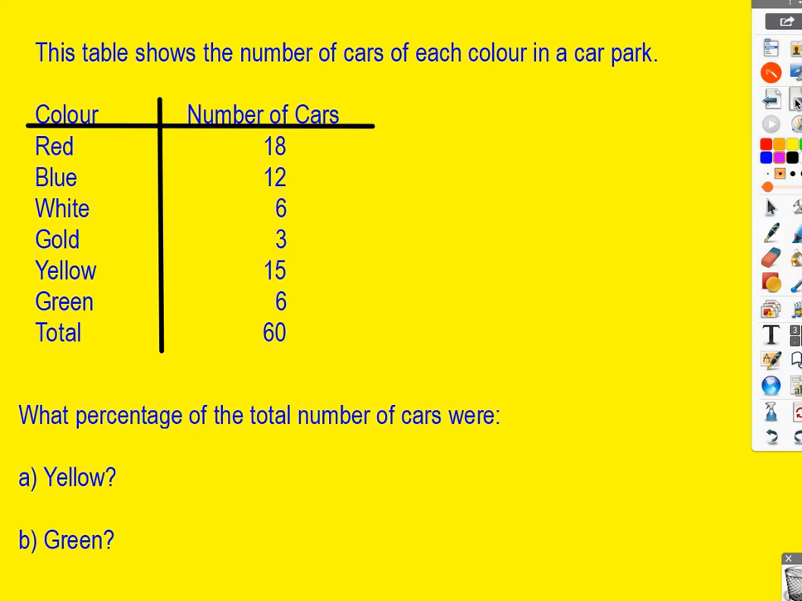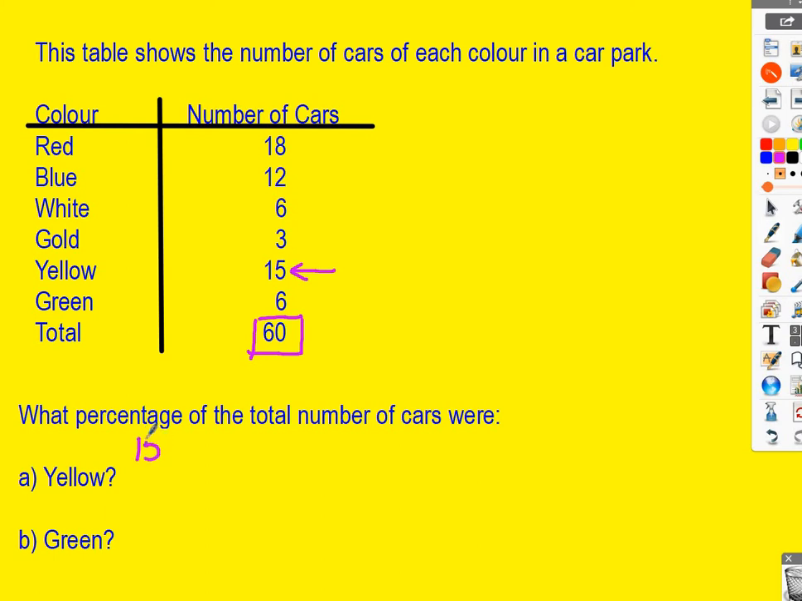Same type of question now, but presented in a slightly different way. We've got a table, so this table shows the number of cars of each colour in a car park. You can see here that we've got 60 cars in total in the car park. It says, 2 questions at the bottom. What percentage of the total number of cars were yellow? So writing it as a fraction to begin, we've got 15 of the cars were yellow.